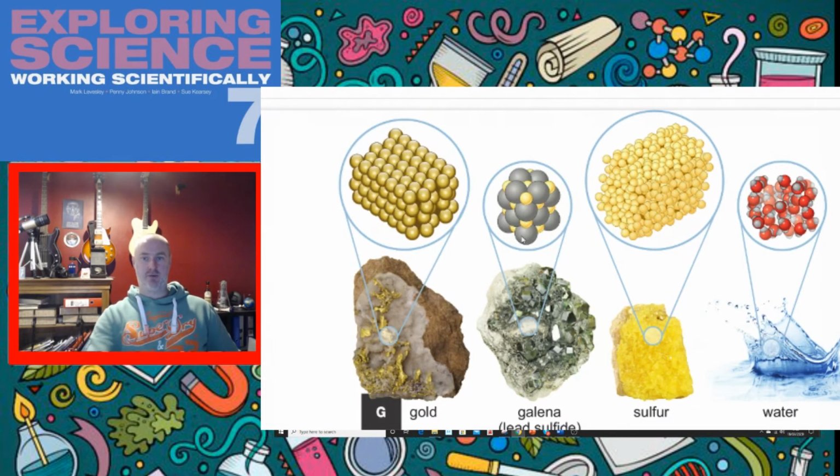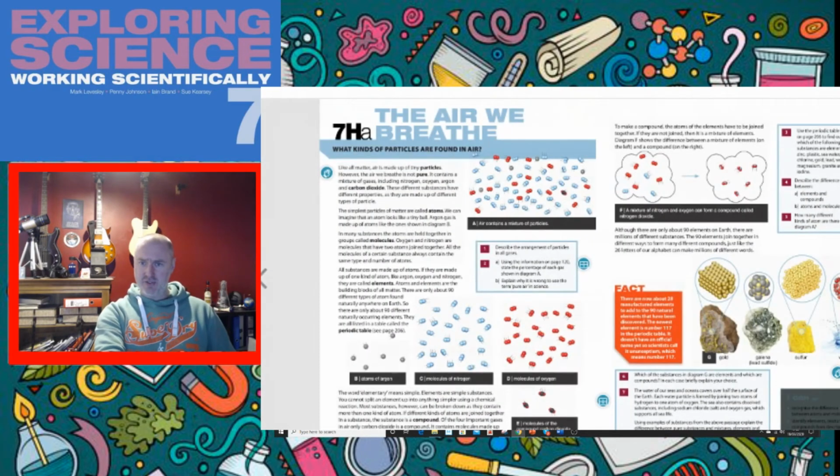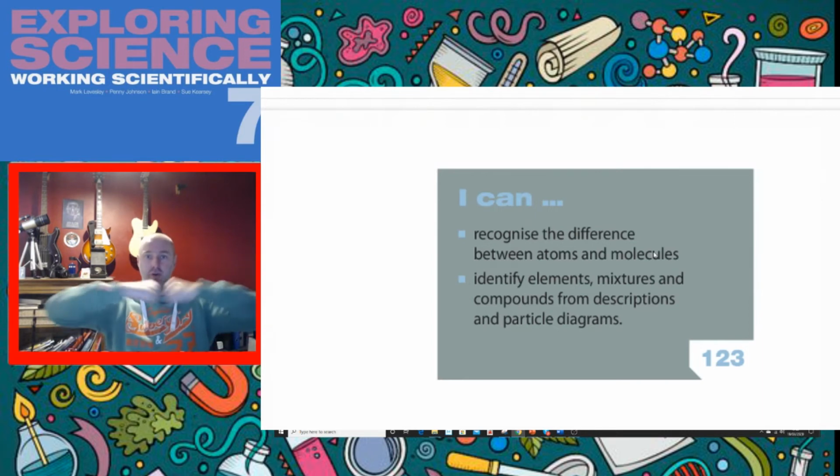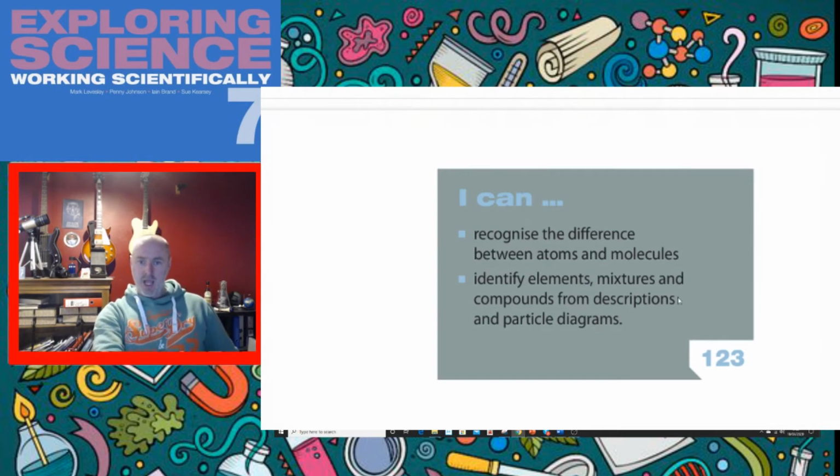So they are our compounds, which are also molecules. Let's go back to our learning objective. Do we recognise the difference between atoms and molecules? I sure hope you do, because by now you'll be sick of hearing me say that atoms are just on their own, not chemically bonded to anything else. But a molecule is when we've got two or more atoms joined together, chemically bonded.